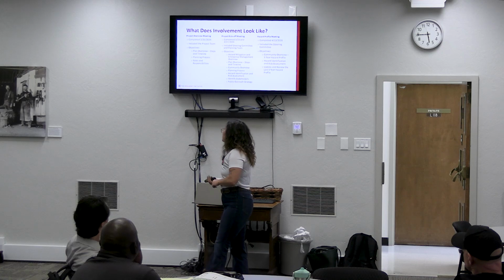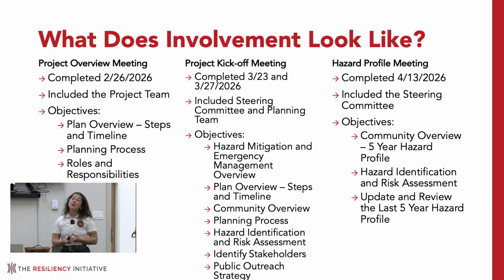So up until this point, our first meeting was just our project kickoff. So that was just with our project team. Those are essentially the people who created the contract, right? So we're talking about what is our timeline, what is the project looking like, that sort of stuff. Your typical getting in the bones of it. Then we had our project kickoff meeting, which was with our steering committee and our planning team. And that's where we discussed what is it that we're doing with this hazard mitigation plan? What are we looking to do moving forward with it?